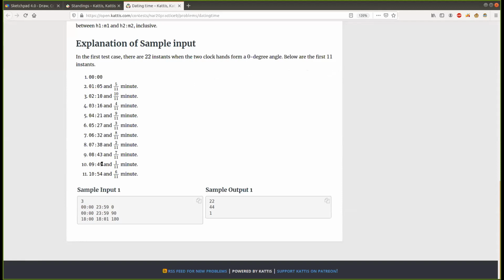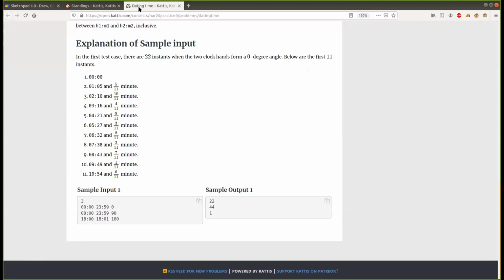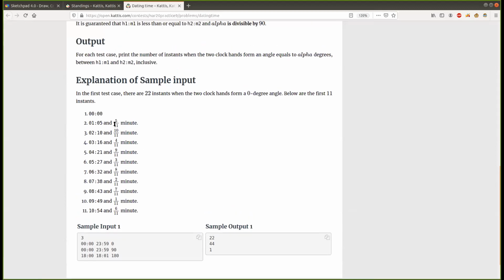So what do you enumerate to find out the interesting times? I guess it's basically the balance between how much math you do and how much programming you do. I tried to avoid math by iterating over all possible times. You can see from the sample explanation that the interesting time could be a fraction of a minute.